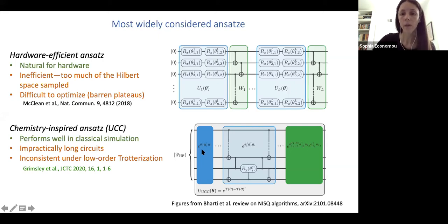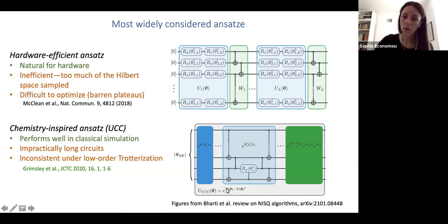And this is something, some variations of this are used in classical quantum chemistry, meaning quantum chemistry on classical computers. And that's kind of the reason this was imported in the quantum domain. On the other hand, this can also lead to very long circuits, and it's inconsistent with low-order trotterization.